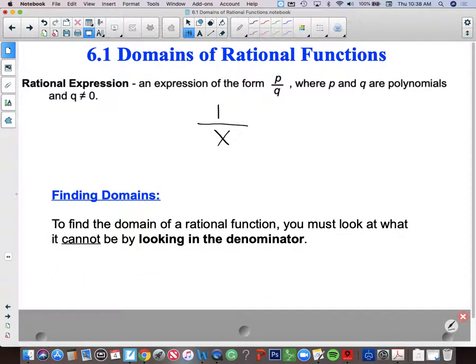Then we're taking the next step here, and we're finding our domains of rational functions. To find the domain of a rational function, you have to look at what it cannot be by looking in the denominator. This is where we're going to look. We're going to look in the denominator and figure out what it cannot be.